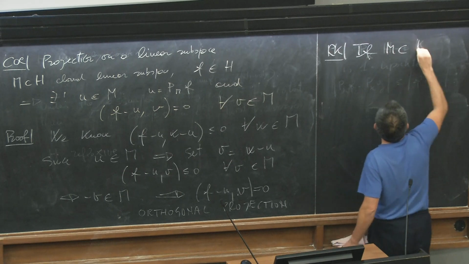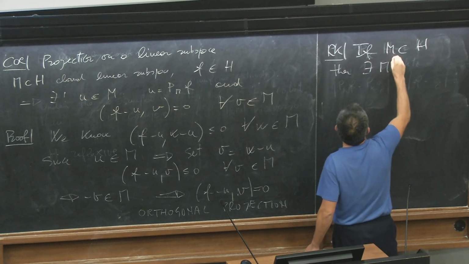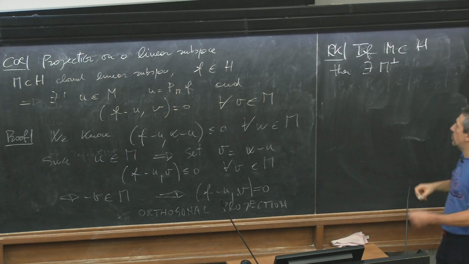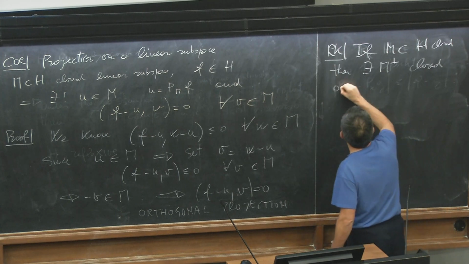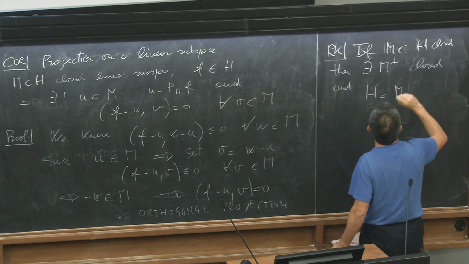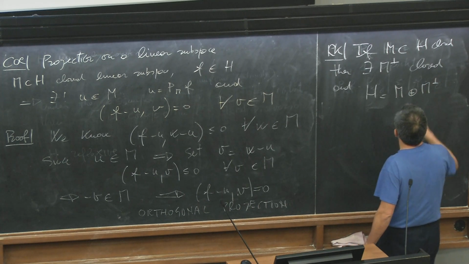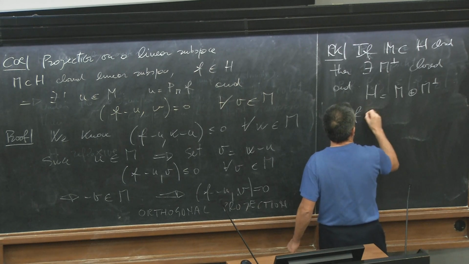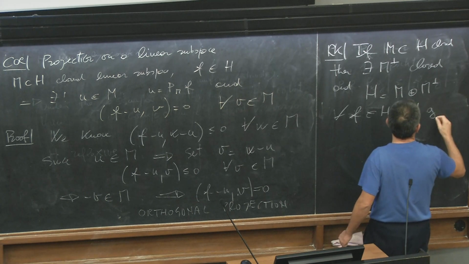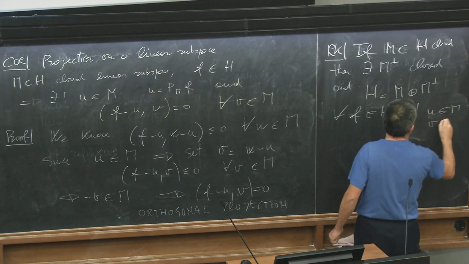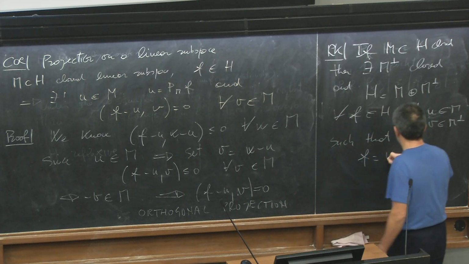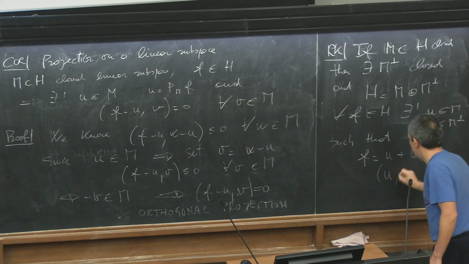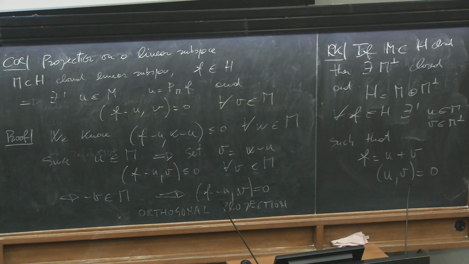Remark: if M is contained in H, then there exists M orthogonal, which is all the vectors orthogonal to M, which is closed. So this is closed, this is closed too. And H is really the sum M plus M orthogonal. Which means for each f in H, there exists a unique u in M, v in M orthogonal, such that f is equal to u plus v, and (u, v) is equal to zero. So this is the orthogonal decomposition into components.